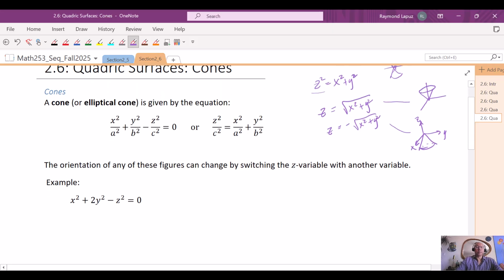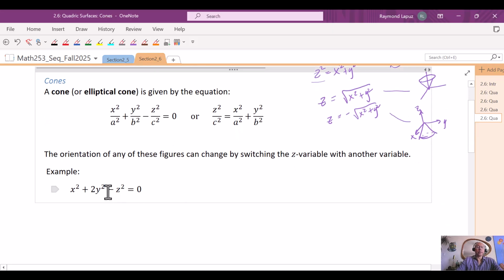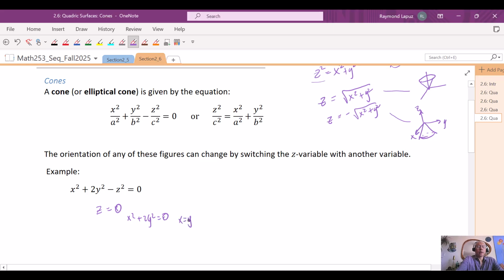So in our example, we'll look at this cone, and we'll see that if z was equal to 0, you're going to get x squared plus 2y squared is equal to 0. And because the other side is equal to 0, the only way that this will work is if x and y are both equal to 0, so you really just have the origin.